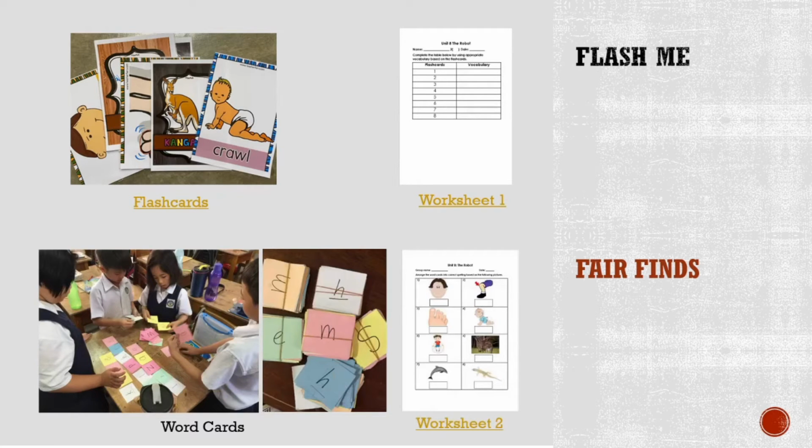Fair Finds is a jumble word game, and each pupil was given a set of word cards in a group where pupils have to work together to unscramble the words, arranging them to form the correct spelling of the words. After that, they will need to write down the vocabulary based on the picture in their worksheet.